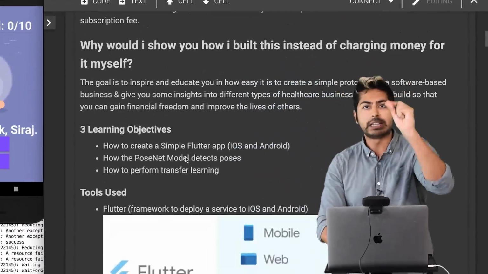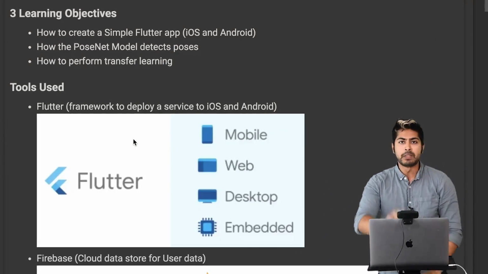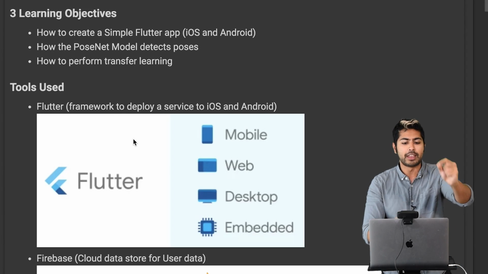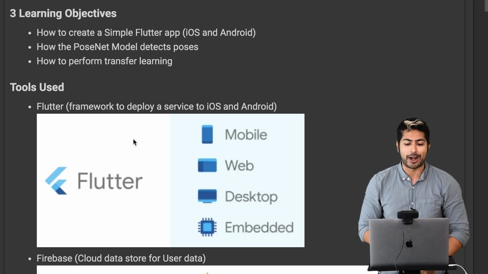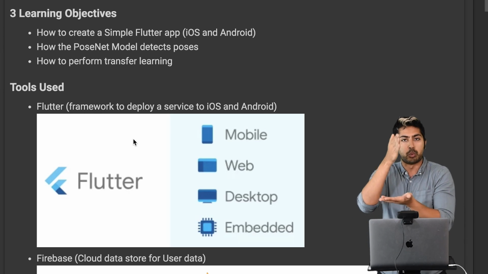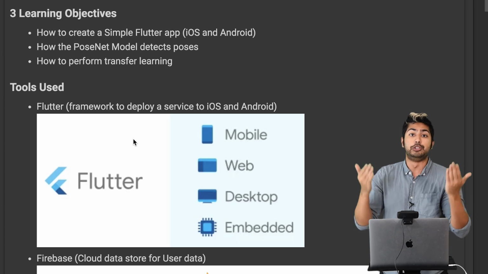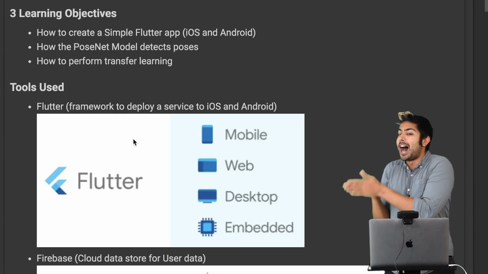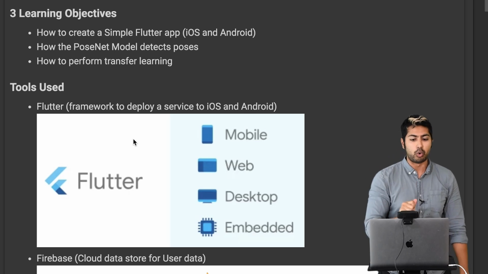So let's be very clear about what this video is about. There are 3 learning objectives in this video. The first is how to create a simple Flutter app. Flutter is awesome. It was just released a few months ago, and I had to learn the Dart programming language. With one code base, you can build an app for both iOS and Android. That's super cool. That's the first.